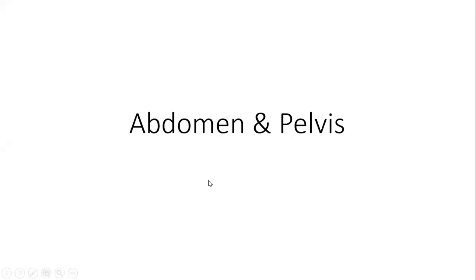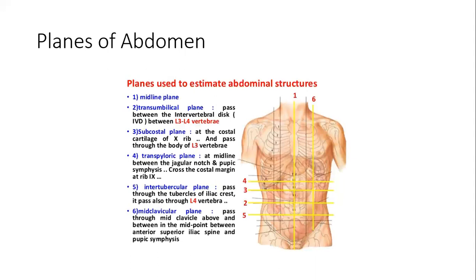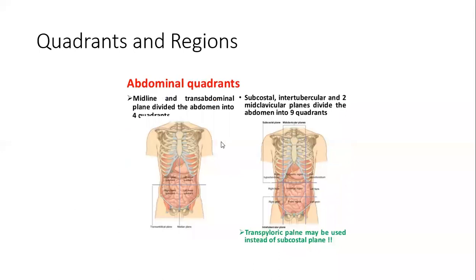Starting with the abdomen and pelvis, the first lecture is about the planes of the abdomen. These planes are imaginary lines that help us divide the abdomen into different quadrants and regions. With the help of two lines, we divide the abdomen into 4 quadrants. And with the help of 4 lines, we divide the abdomen into 9 regions.